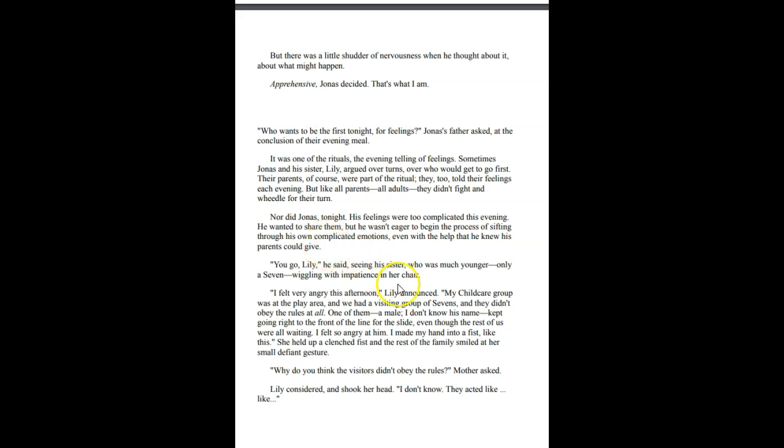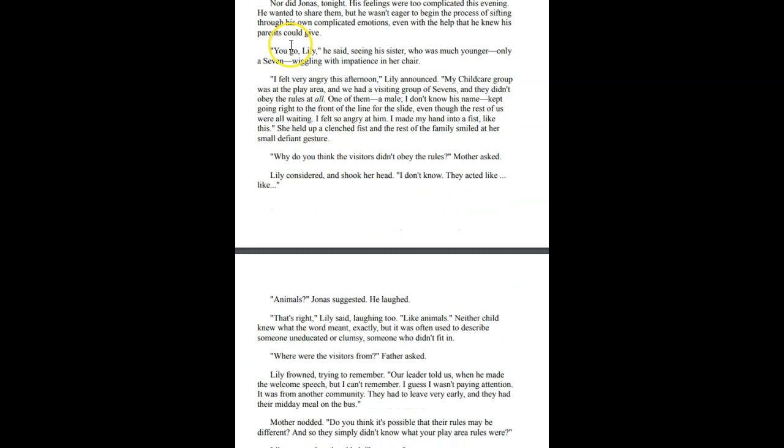"You go, Lily," he said, seeing his sister, who was much younger, only a 7, wiggling with impatience in her chair. "I felt very angry this afternoon," Lily announced. "My childcare group was at the play area, and we had a visiting group of 7s, and they didn't obey the rules at all. One of them, a male, I don't know his name, kept going right to the front of the line for the slide, even though the rest of us were all waiting. I felt so angry at him, I made my hand into a fist like this." She held up a clenched fist, and the rest of the family smiled at her small, defiant gesture.